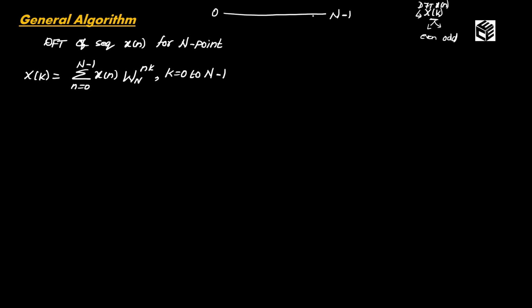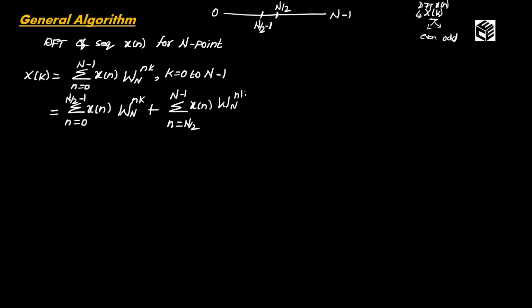Now I am going to split the summation, that is, split the limit into 2 limits. My main limit is from 0 to N minus 1. I am going to split this into 0 to N by 2 minus 1, and my next limit will obviously be N by 2 to N minus 1. On splitting this summation, I will get summation n equal to 0 to N by 2 minus 1, x of n W N to the power nk, plus summation n equal to N by 2 to N minus 1, x of n W N to the power nk.